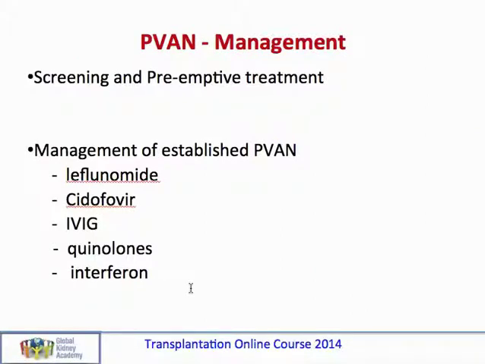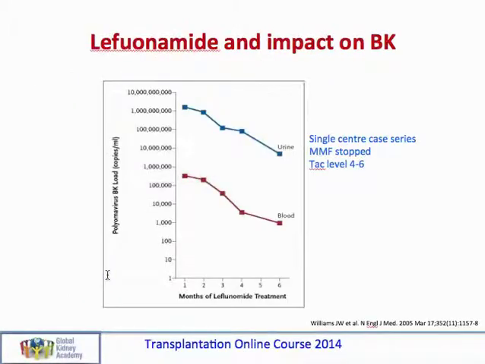What can you do other than reducing immunosuppression? Are there any other drugs that you can use? Well, all these have been tried: Leflunomide, Cidofovir, IVIG, quinolones, interferon, all based on very small case series reports and small observational data. So I'll show you some of that data now.